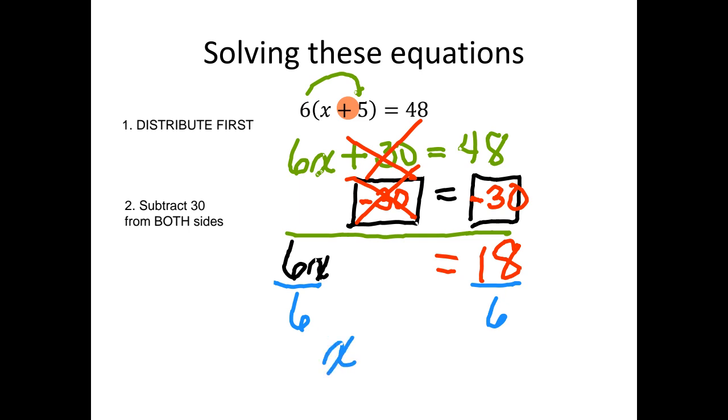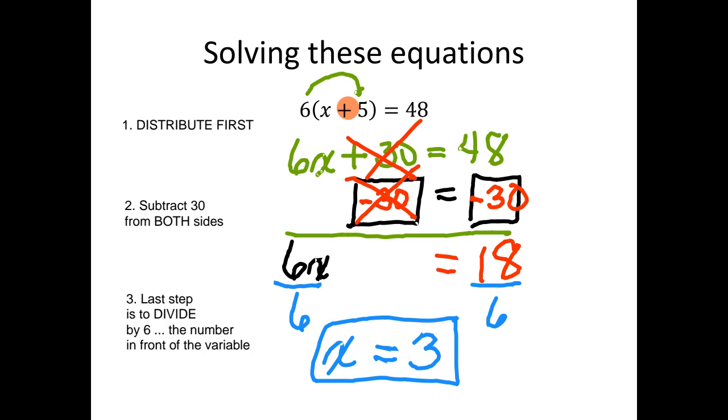Okay? So, my last step is to divide by 6, the number in front of the variable. Okay? 3 steps. Distribute. I'm subtracting because what is with 6x? A positive 30. What's the opposite? Negative 30. Okay.